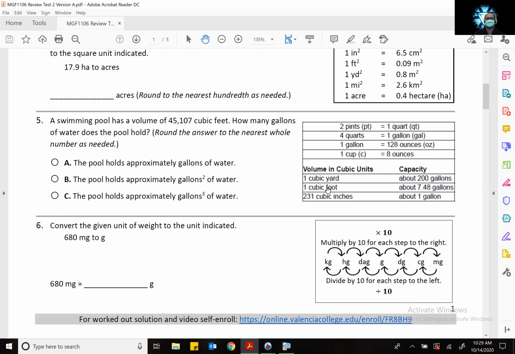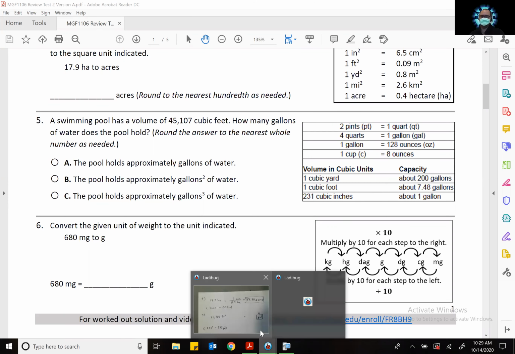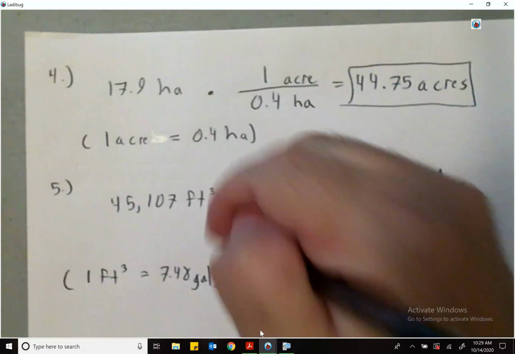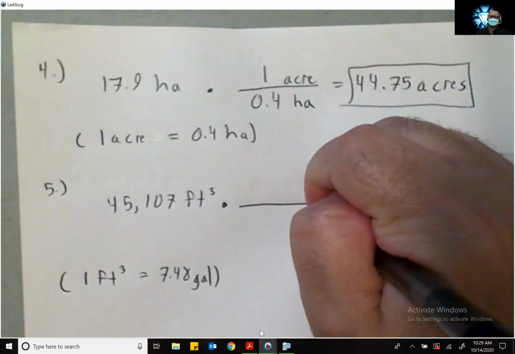Which dimensional analysis or unit fraction are we going to use? What's the relationship we need? The 1 cubic foot to 7.48 gallons. There you go. 1 cubic foot is equal to 7.48 gallons. Wait, do you divide or multiply? We're going to multiply by the unit fraction, just like always.